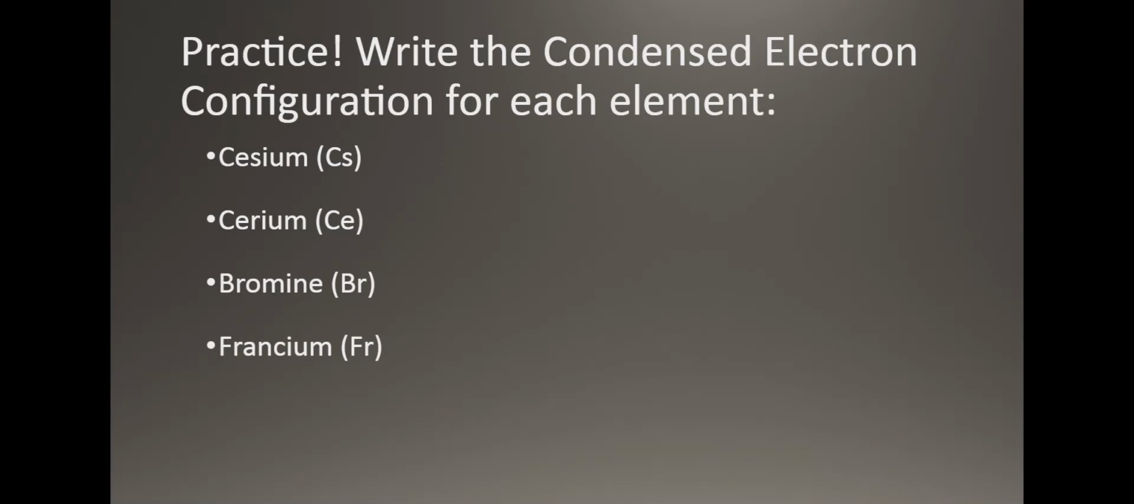Okay, so I have four elements. I want you to try on your own. Write out what their condensed electron configurations would be. Go ahead and pause this video, then come back and check your answers. So pause this now.